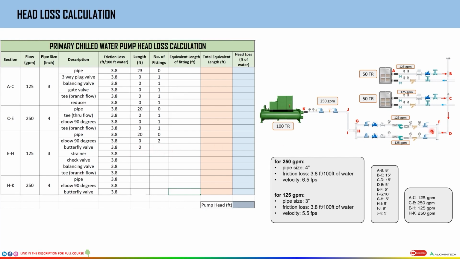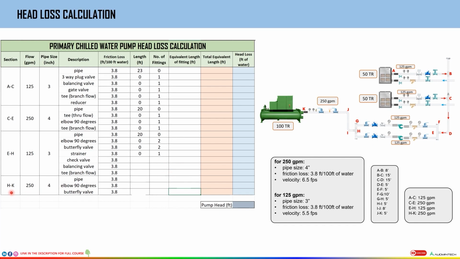Butterfly valves, we have one over here, another over here, so two valves. Strainer, just one over here. Check valve, we have only one check valve over here. Balancing valve, only one over here. Then T branch flow, obviously its length is 0. How many T's do we have? Only one T over here, which is the branch flow. Flow is like this. So 1 T.